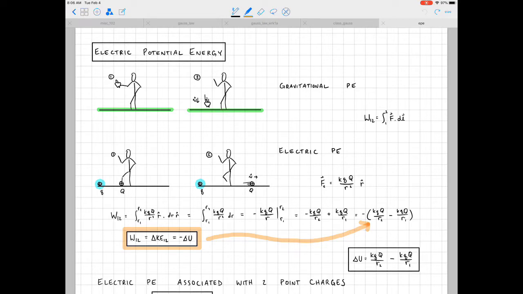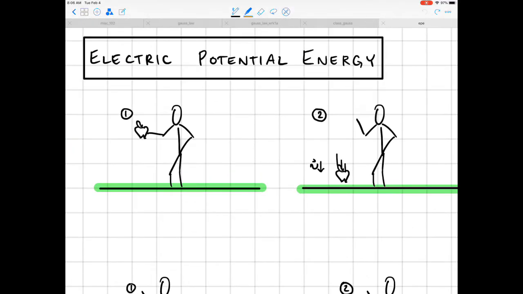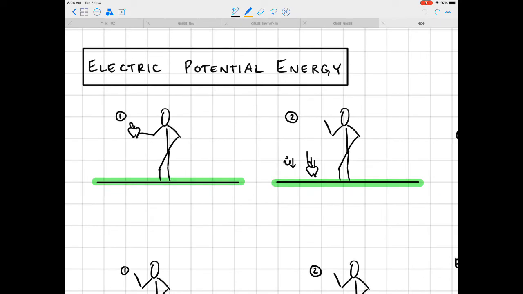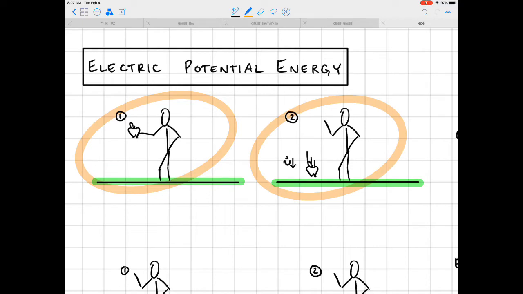All right, so a little reminder, in 101, we talked about gravitational potential energy, and this picture here kind of sums up the idea. This person is holding an apple in picture 1. In picture 2, they have released the apple, and so initially the apple is at rest, and in picture 2, the apple is falling towards the ground.